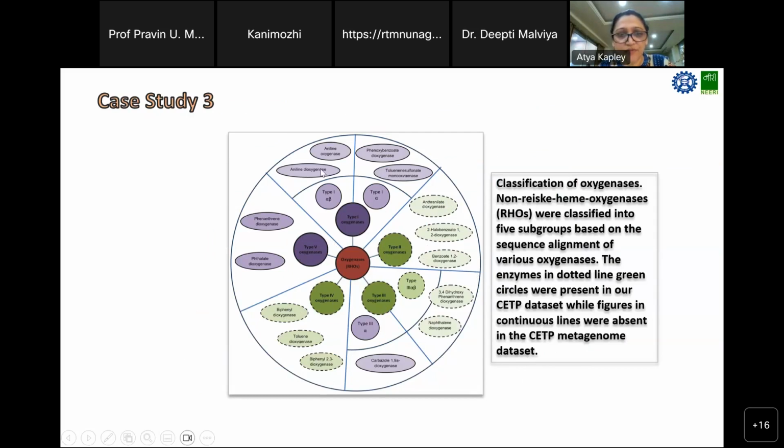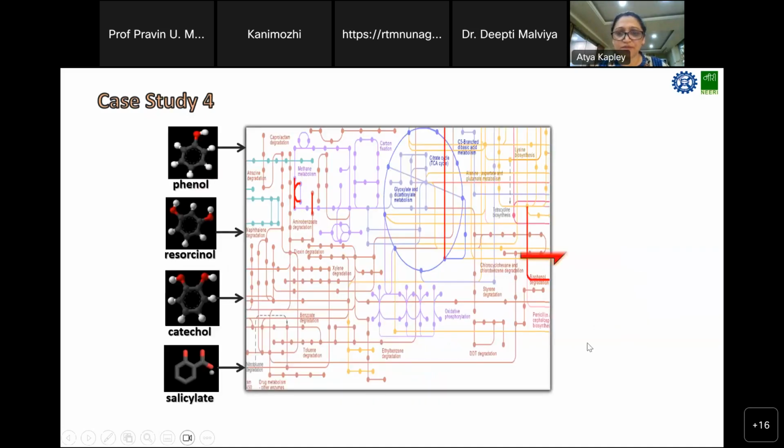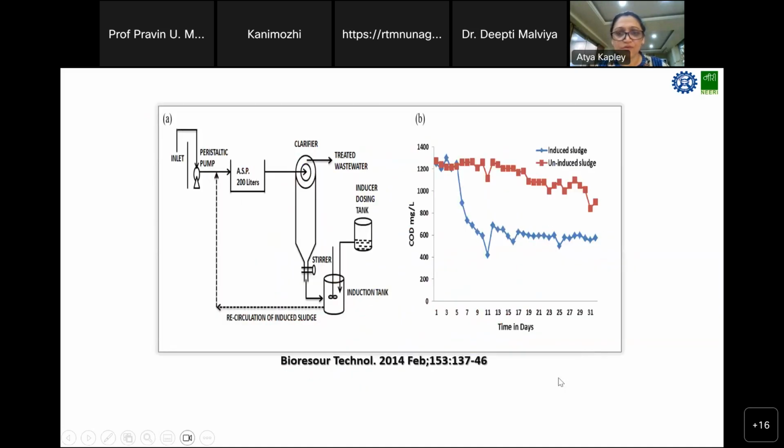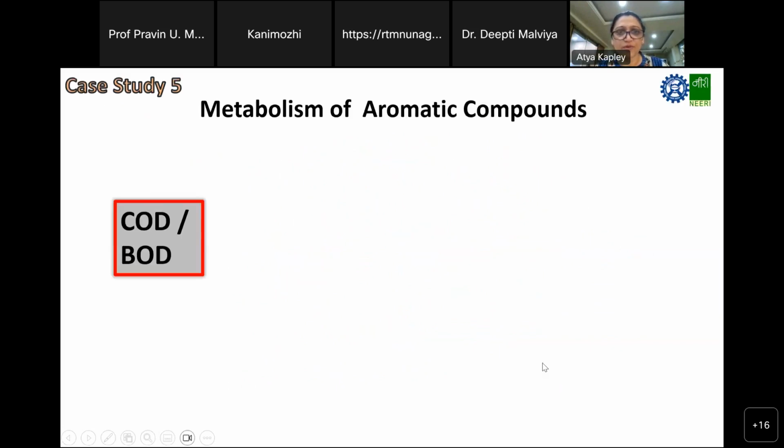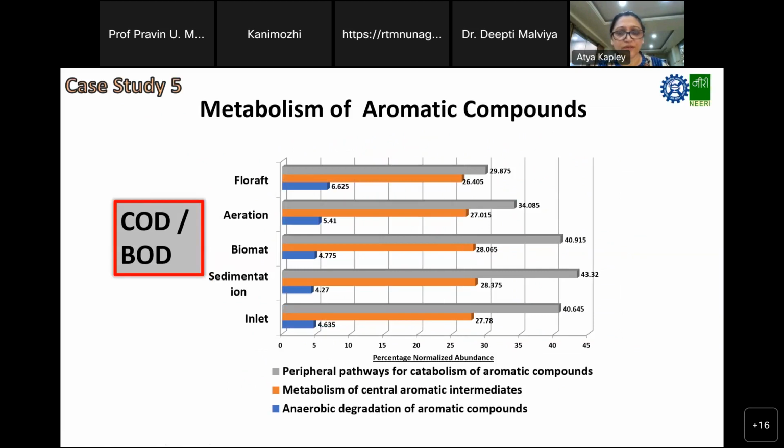But if you have phenanthrene, aniline, this system doesn't even have those genes. So those compounds are not going to be degraded and they're just going to flow out with the wastewater. This is where we told the company that they need to do bioaugmentation of these kind of bacteria. This is how they improve their efficiency. I won't go into all this because I think I've already taken a lot of time.